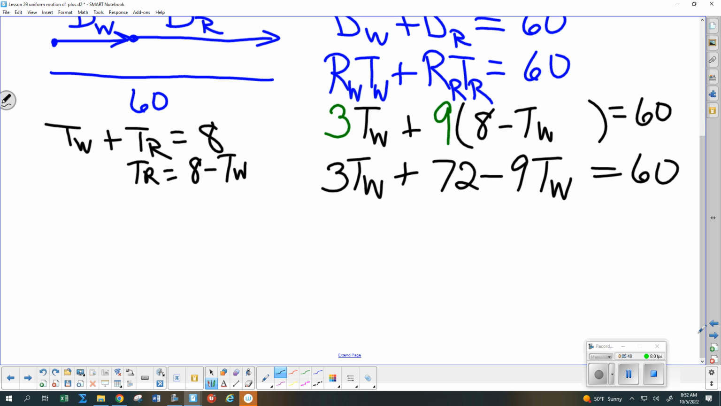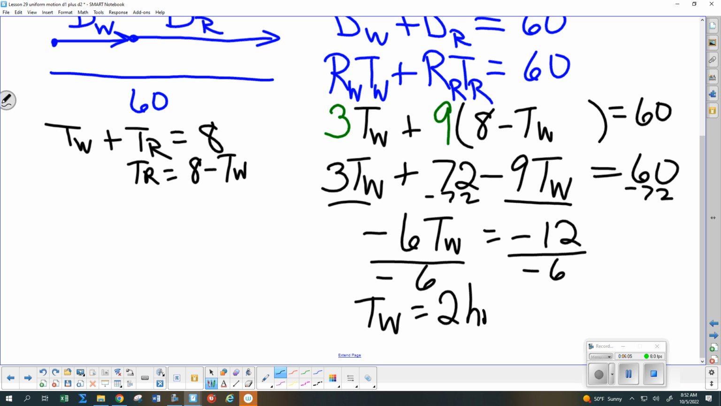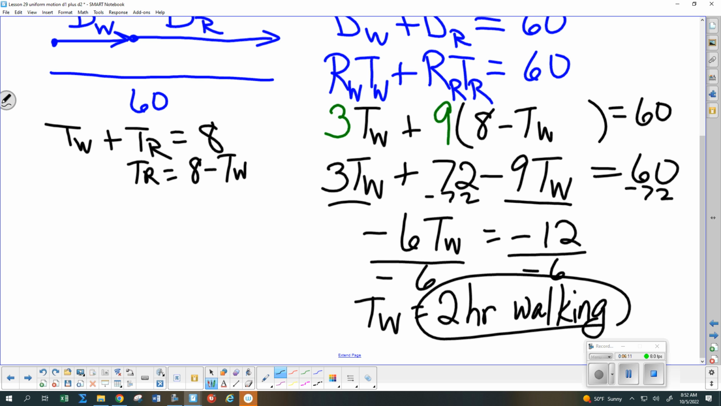Let's see what I can catch up and get. If I put the TWs together, I have minus 6 TW. And if I subtract 72 on both sides, negative 12. Negative divided by negative is positive. 2 hours walking to have a complete label. Thumbs up, thumbs down for that example. Do you understand it?